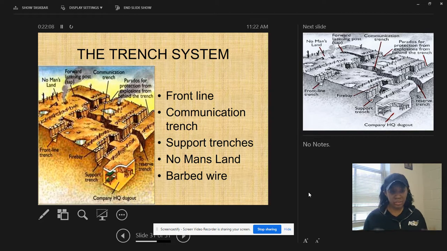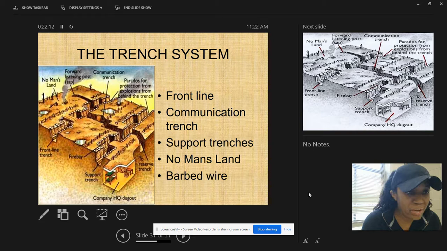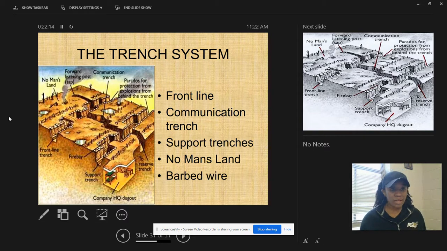If you wanted to look at the trench from an aerial view, this is how it would look. This area here is called no man's land. It's called that because if you went out there by yourself, unguarded, or without a plan, the opposing country near you would basically assassinate you right then and there. Then you have your communication trench and your fire bay trench, and then all the way in the back you have your support trench.